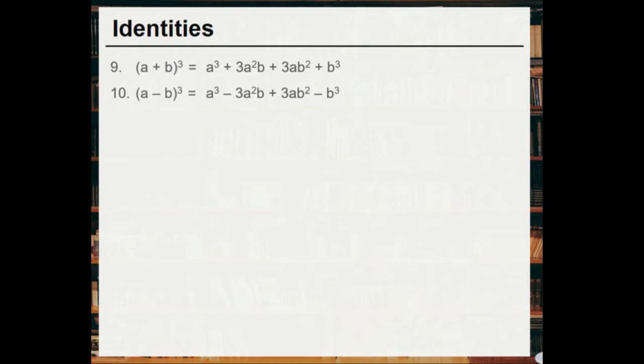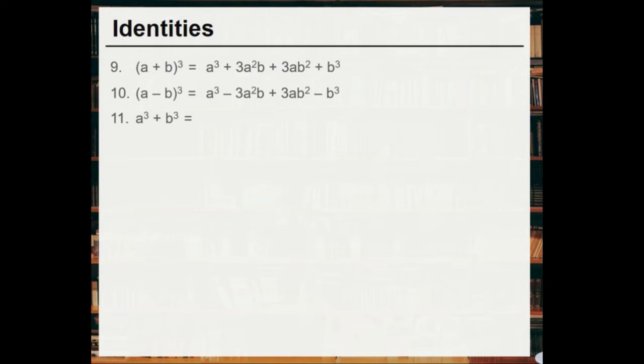Let's go ahead with the formulas. The next one is a plus b the whole cube. What is a plus b the whole cube? So if you expand it using the whole cube formula, you will get a cube plus 3a square b plus 3ab square plus b cube, right? A minus b the whole cube will be a cube minus 3a square b plus 3ab square minus b cube.